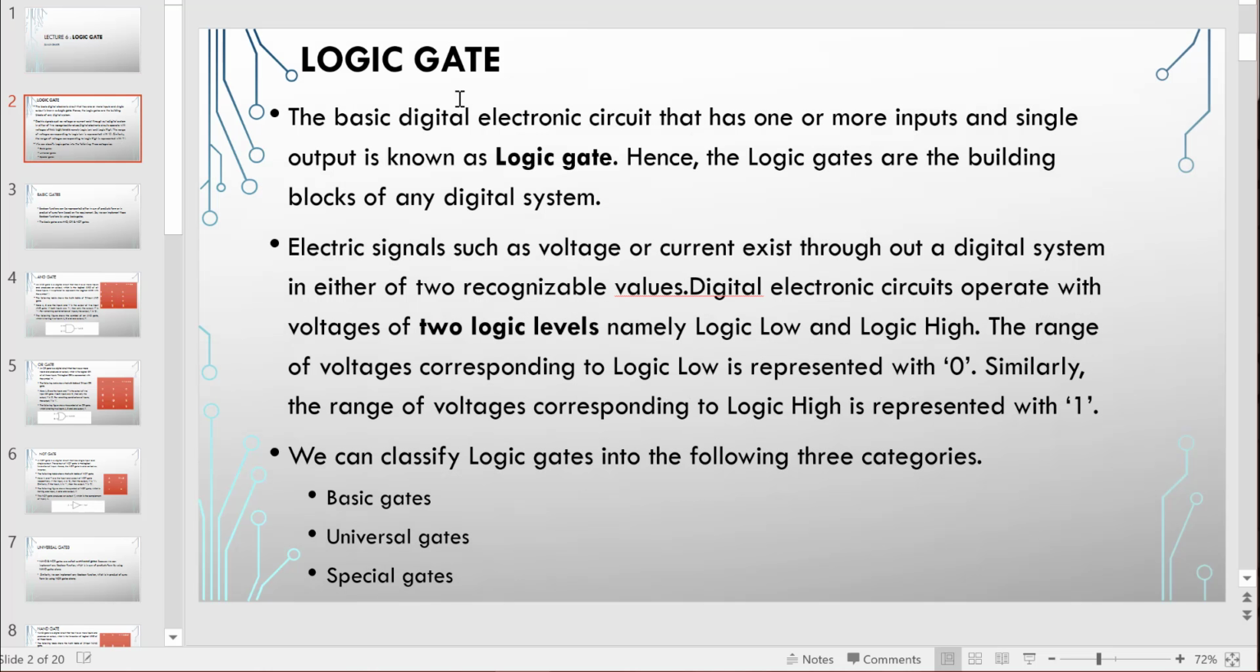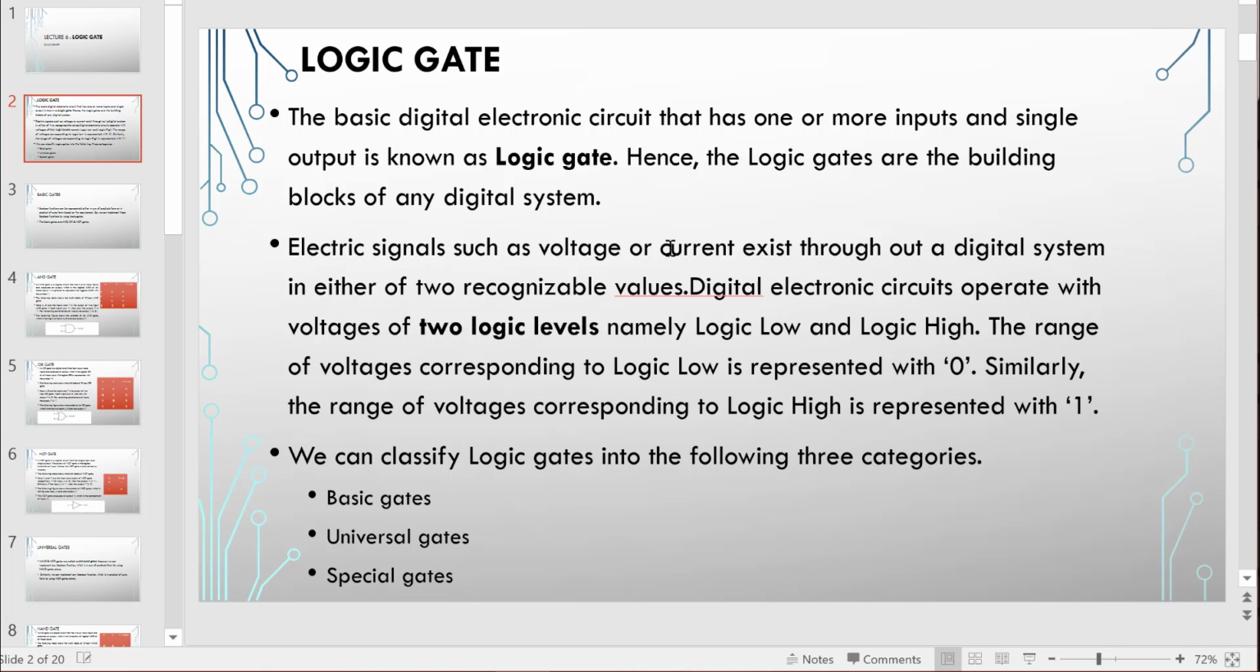Now let's discuss, first of all, what a logic gate is. Basically, any digital circuit which has one or more inputs and a single output is known as a logic gate, right? And this logic gate is the building block of any digital system, because any system will be made of these logic gates, right?